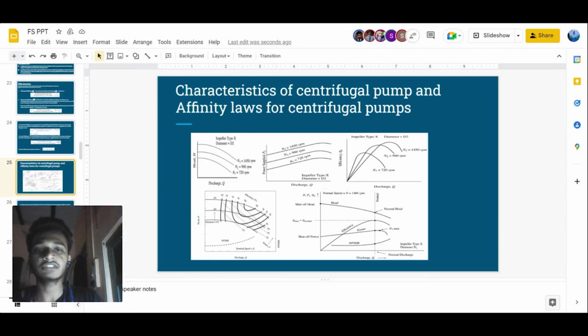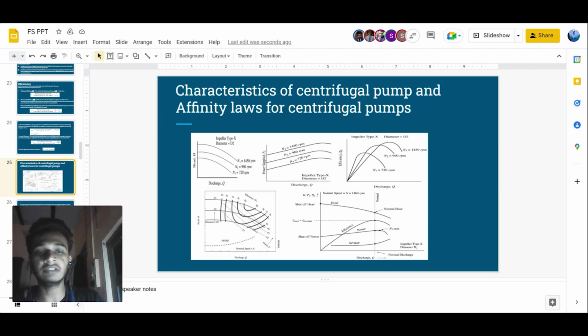My topic is characteristics of centrifugal pump and affinity laws for centrifugal pumps. Characteristic of centrifugal pump is basically the interaction of two variables which are head and flow rate. It describes its performance. For preparing main characteristics charts, data obtained for a specific pump having fixed geometry is plotted with the head, power, and efficiency as ordinates and discharge as a common abscissa, with speed as third variable.